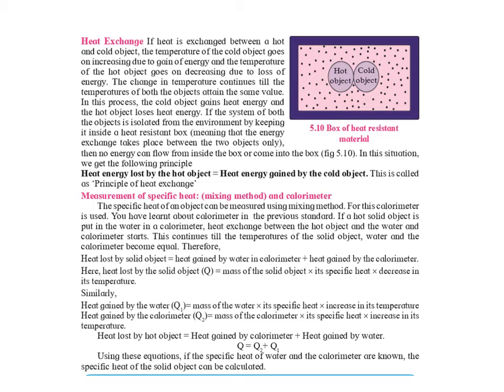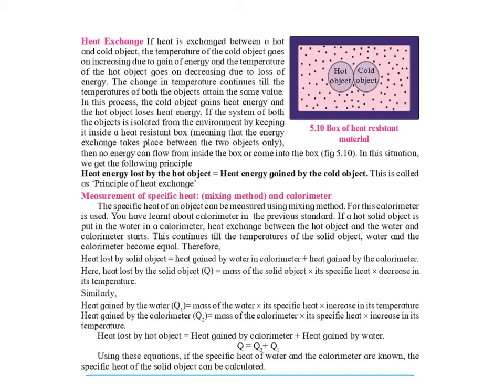For example, initially you measure the temperature of the water. Then you take the solid metal object, heat it up and put it in the water. Since it is heated, who will lose heat? Heat will be lost by the solid object. Who will gain heat? Heat will be gained by the water as well as the calorimeter. So the heat lost by the solid object will be equal to the heat gained by the water plus the heat gained by the calorimeter.